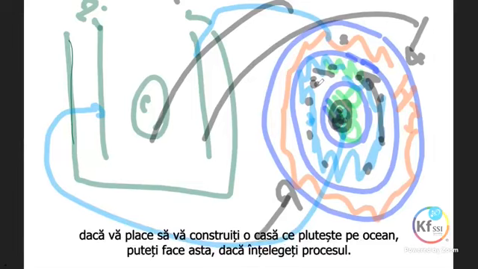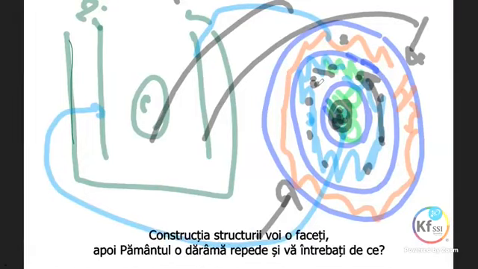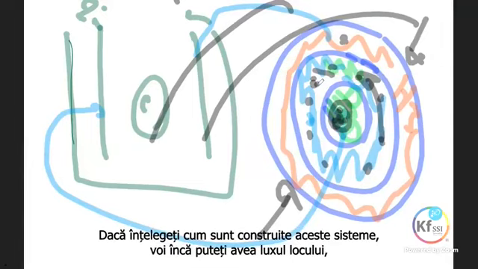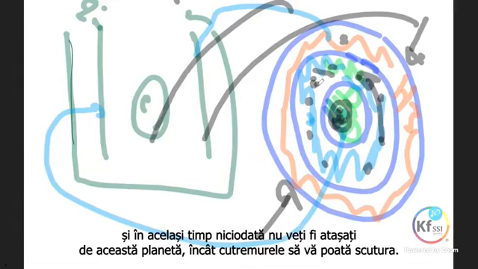If you would like to build a house floating on the oceans, you can do so, if you understand the process. Building of the structures the way you do, and then the earthquake damages you, why? If you understand how these systems are built, you can still have the luxury of the place, at the same time never be attached to this planet that the earthquake can shake you.